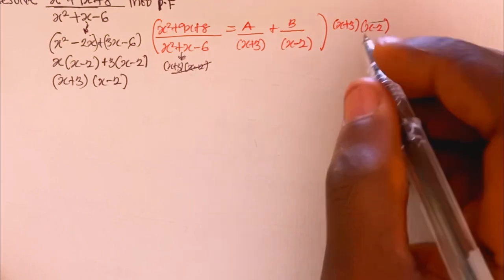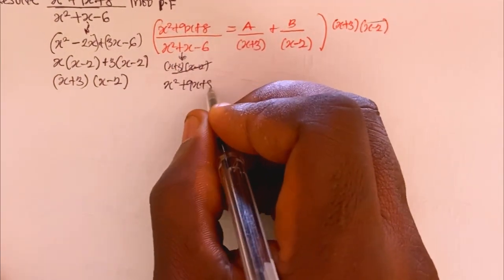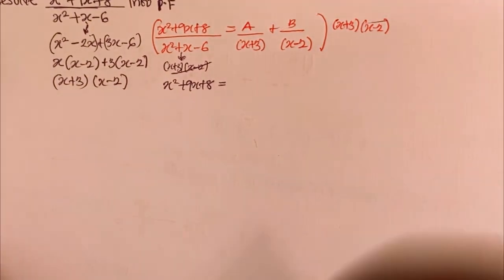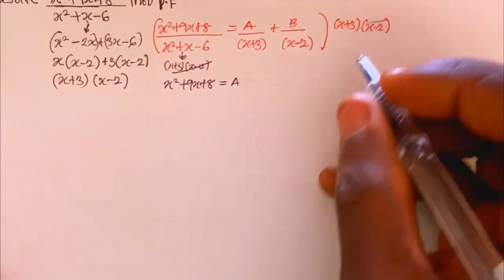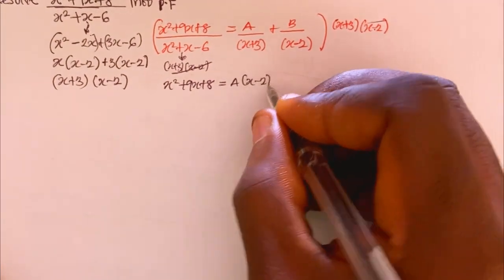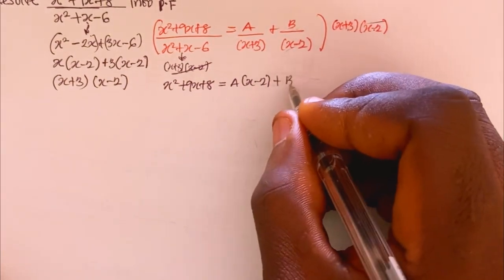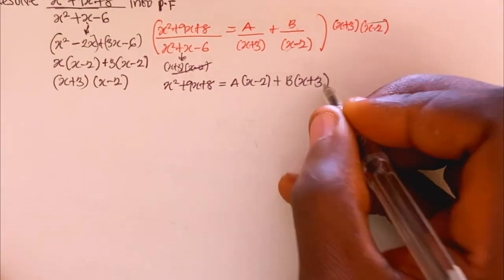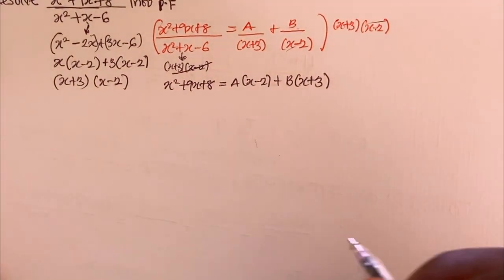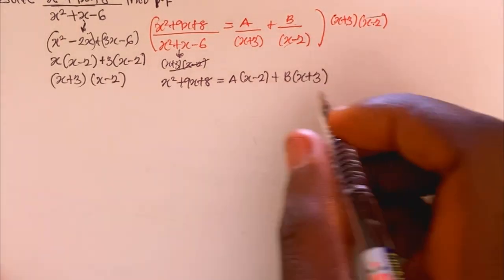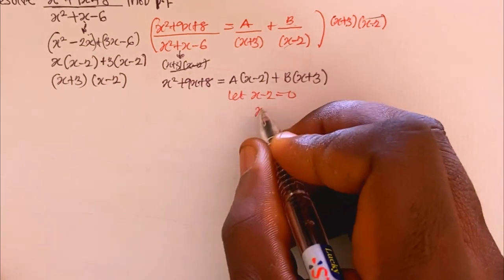So we cancel this, then I'm going to have this expression alone, which is x squared plus 9x plus 8, which is equivalent to, we cancel one of these, then I'm having a multiplied by the next factor, which is x minus 2. Then we cancel this, then I'm having b multiplied by this factor, which is plus b into bracket x plus 3. So here I can actually use the assumed method. Let x minus 2 equals 0, then my x equals 2.